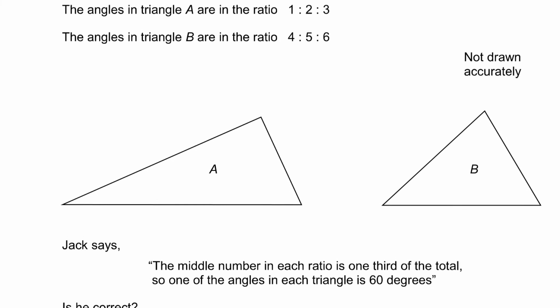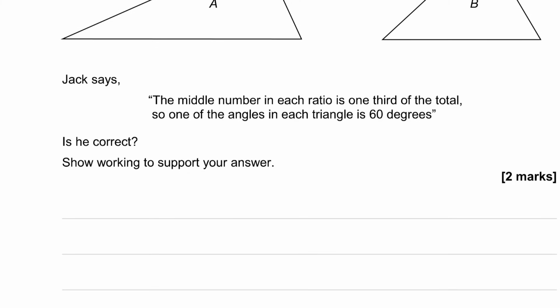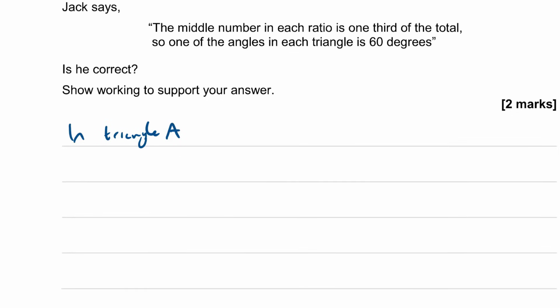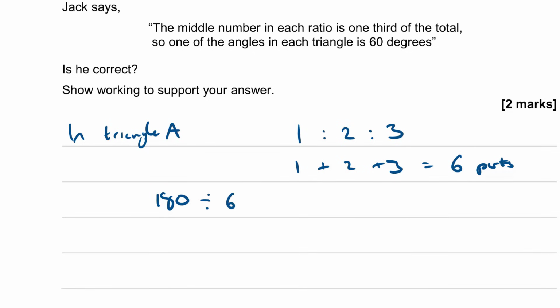So let's start with triangle A, which is in a ratio of 1 to 2 to 3. So in triangle A, our ratio of 1 to 2 to 3 gives us 1 plus 2 plus 3 parts, which is 6 parts. And we've got 180 degrees to share out, so 180 divided by 6, and then times by 2 is going to be our middle angle, which is 60 degrees.